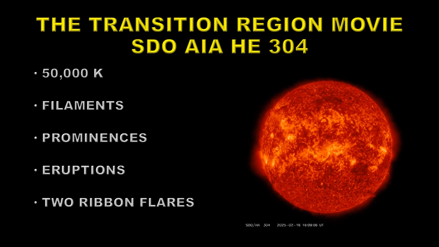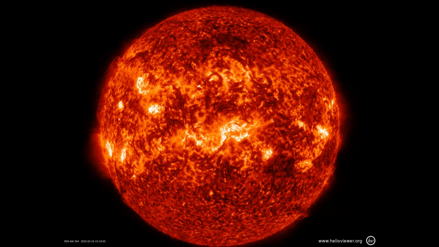Moving higher into the solar atmosphere, we're going to go to the transition region, and we're looking at helium-2 304 angstroms here. This is about 50,000 degrees. You can see filaments, those are the dark areas on the surface of the sun. Prominences are the bright areas above the limb of the sun. And both of those are the same thing actually, and can erupt and cause coronal mass ejections. And sometimes when they do, they also create two-ribbon flares.